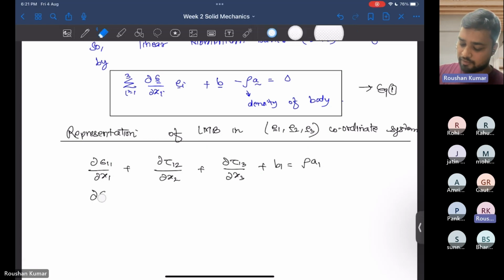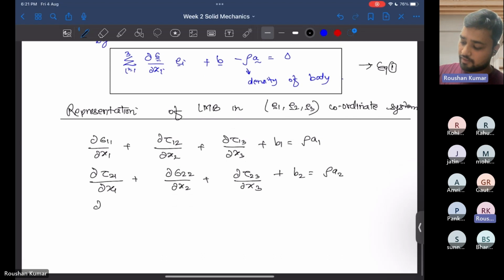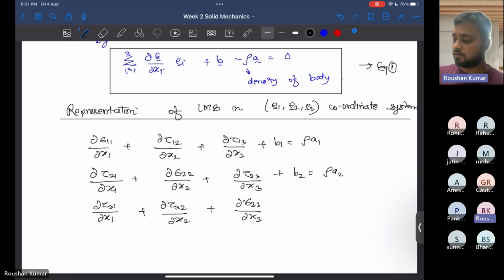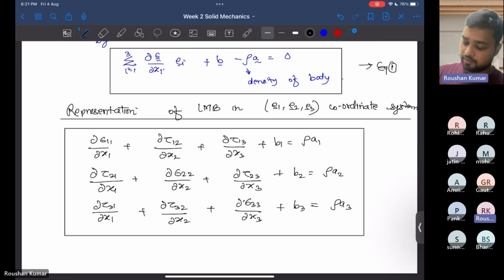Similarly, ∂σ21/∂x1 + ∂σ22/∂x2 + ∂σ23/∂x3 + b2 = ρa2. In the same way, ∂σ31/∂x1 + ∂σ32/∂x2 + ∂σ33/∂x3 + b3 = ρa3. So these are the three components of the LMB equation in the E1, E2 and E3 coordinate system.